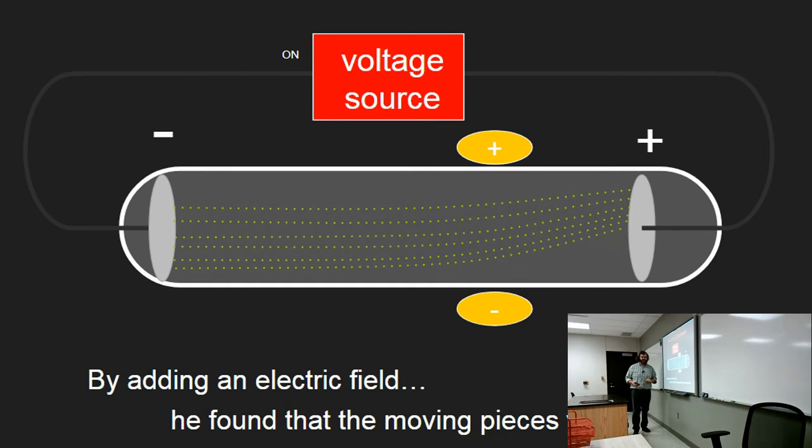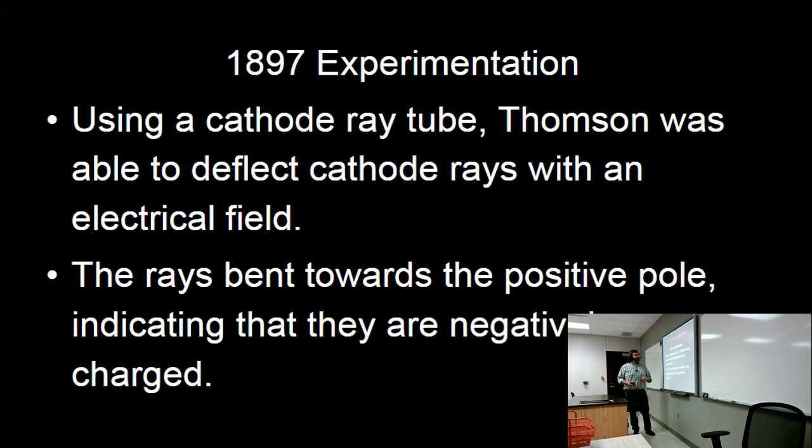But it doesn't tell us the size of the particle. So it does tell us again that it's a negatively charged particle. It's going to bend towards the positive end. But is it smaller than an atom? We need to figure that out.